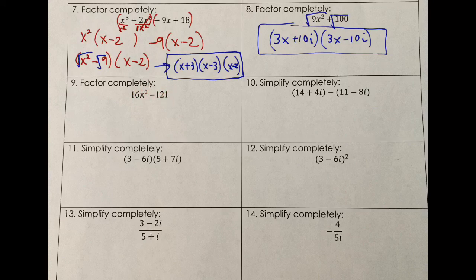I'll have a list of perfect squares tomorrow for the test. But how do we do this? Square root of that, square root of that. That gives you 4x minus 11. No i, because that started off right here with the subtraction in the middle. And then you have 4x plus 11. That's it.